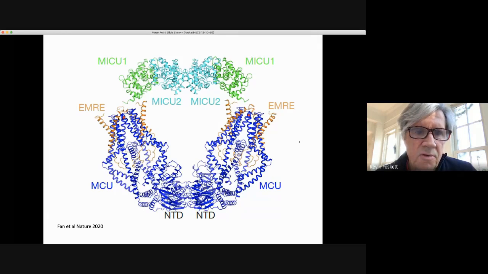4 EMREs are associated with each monomer. The monomers are each associated with 1 MICU1, MICU2 heterodimer. So the stoichiometry is 1 MICU1, MICU2 heterodimer to 4 MCU to 4 EMRE, i.e. one channel has 1 MICU1, MICU2 dimer.